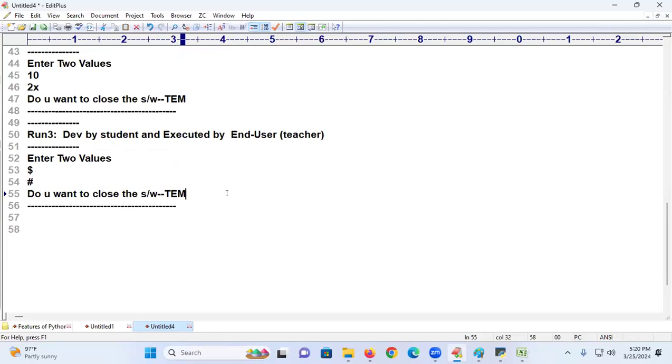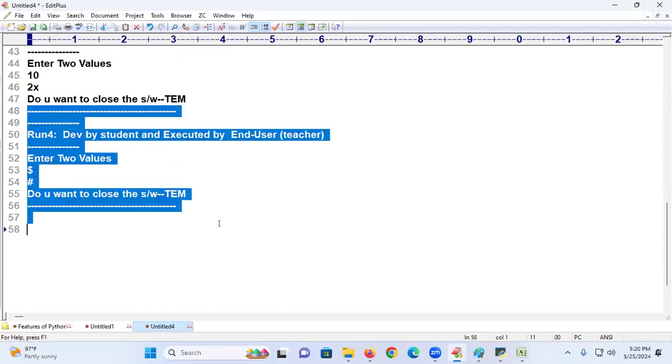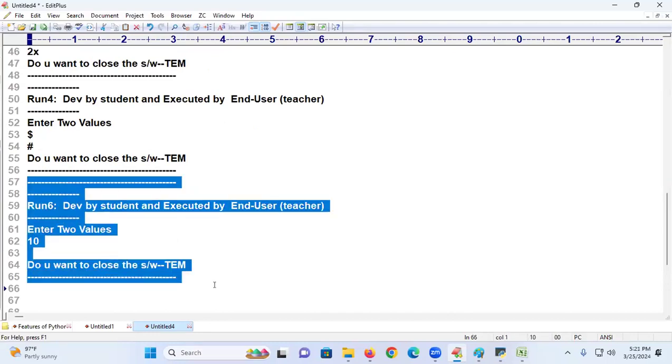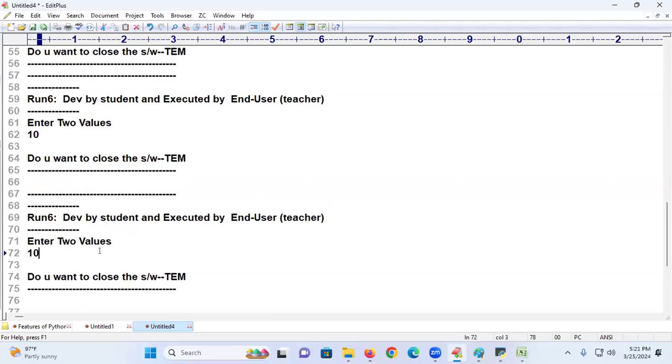10 by 50. Next, this is running number 5. And next, see one more time. Running number 6. Enter 2 values. One value only I will enter. Second value I don't enter. Then you should say, please enter 2 values. Then running number 7. First value also I don't enter. I never enter anything. Please enter 2 values.